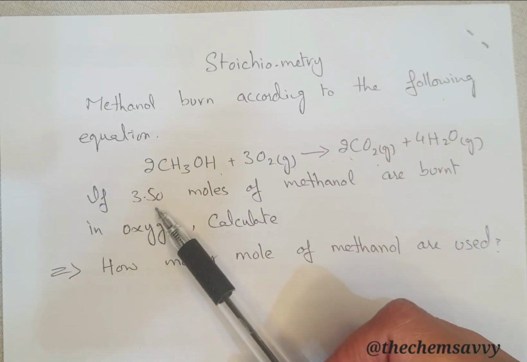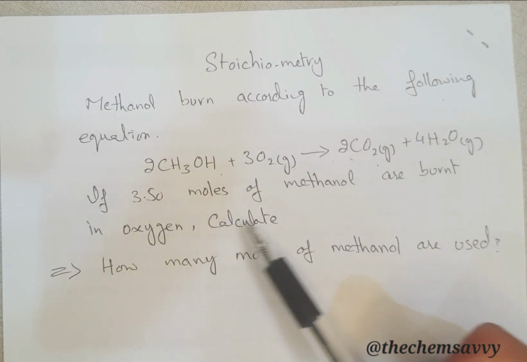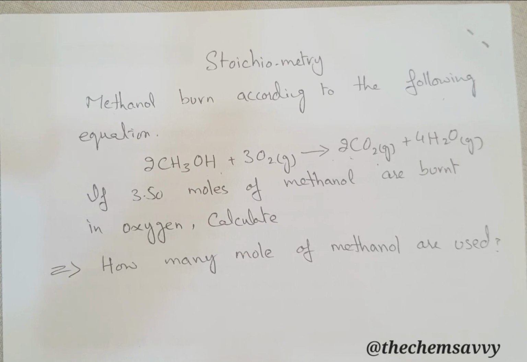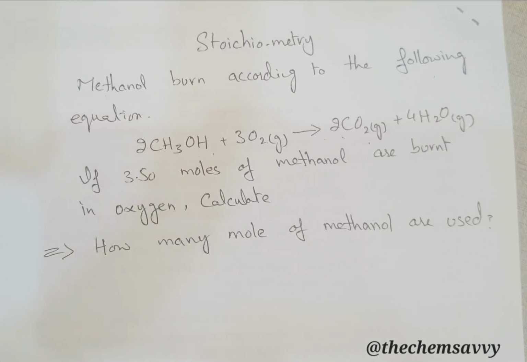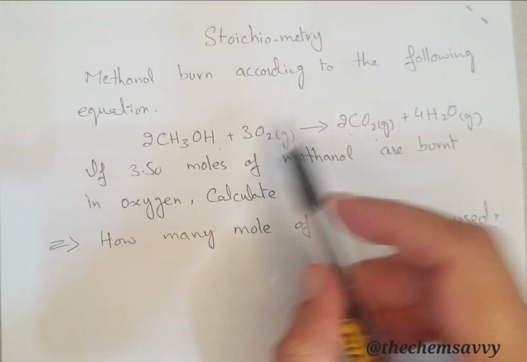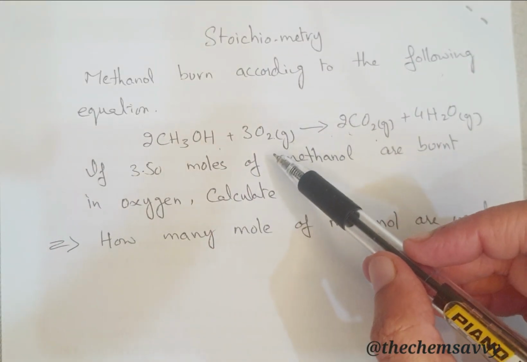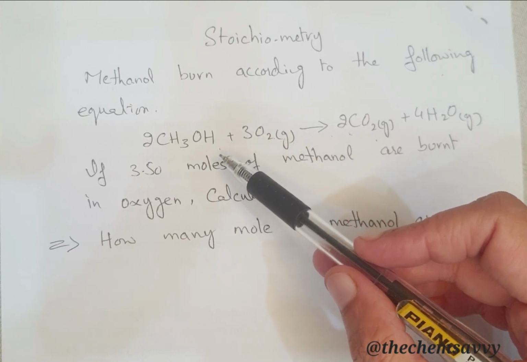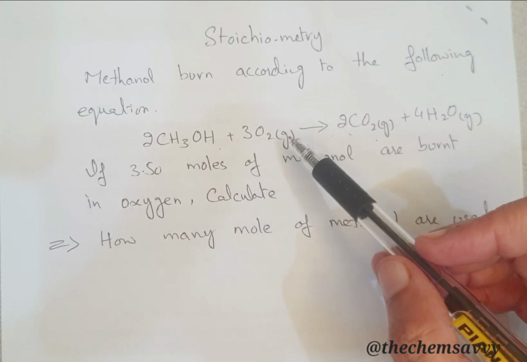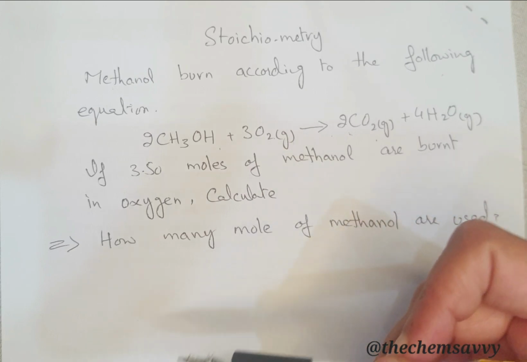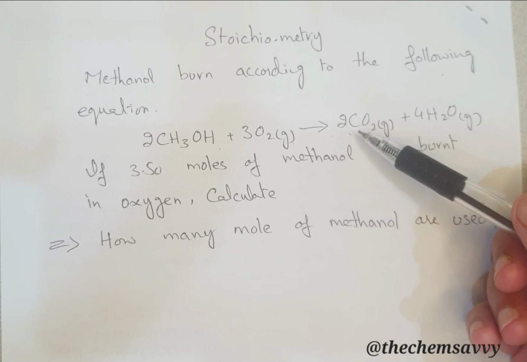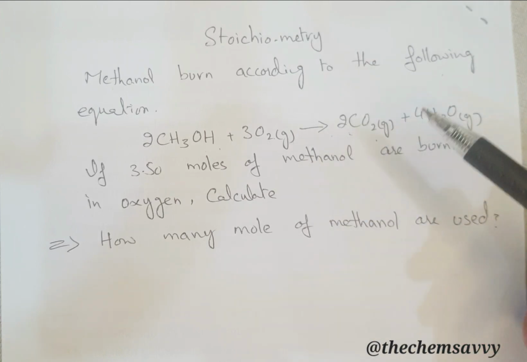So they have asked that if 3.50 moles of methanol are burnt in oxygen, calculate how many moles of methanol are used. Now the first important thing is that you have to find out whether the balanced chemical equation is given to you or not. So in this case that is given to you. The second important thing is that you have to focus on the question, on the relationship or the calculation asked according to which two species.